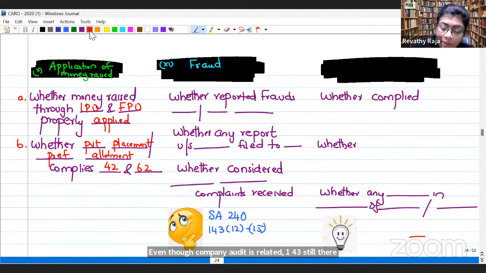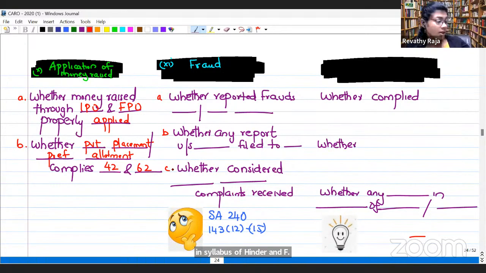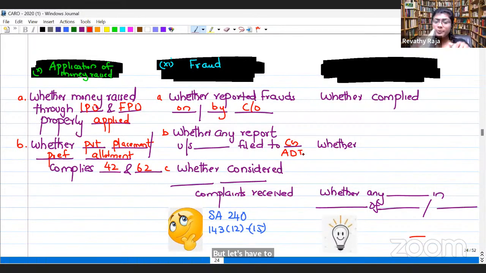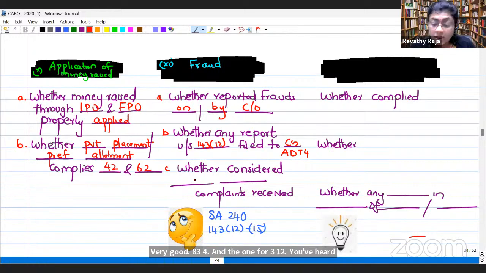Okay. Here, A, B, C. Whether reported any fraud on or by the company. If so, whether any report is filed to central government. Central government, you file ADT. Very good. ADT 4 under 143.12. You have heard about vigil mechanism, whistleblower, insider complaint. Whether considered any whistleblower complaint. Everything is fraud.